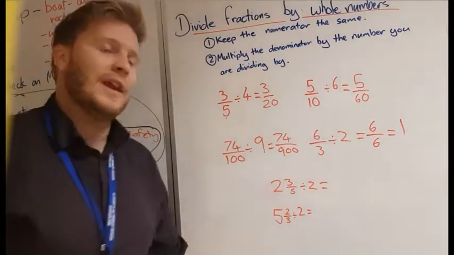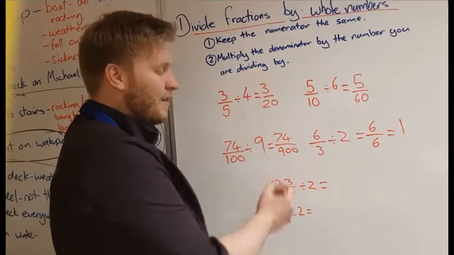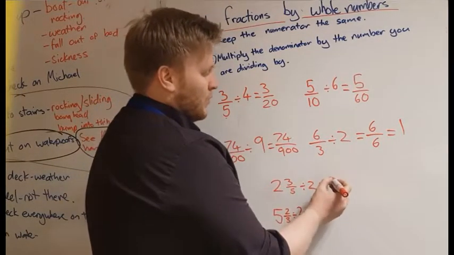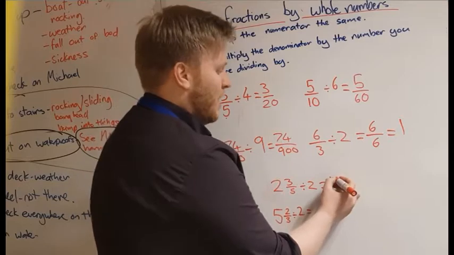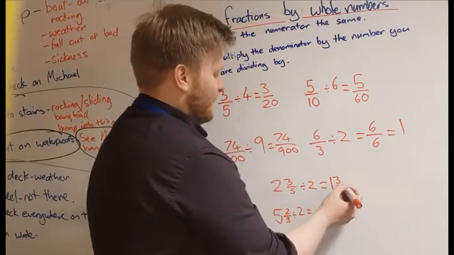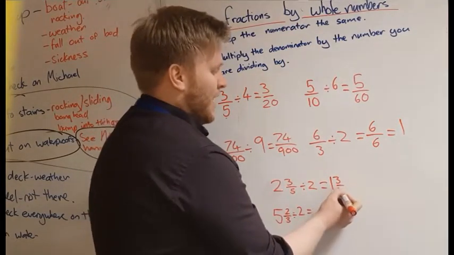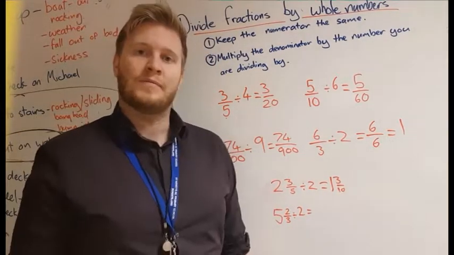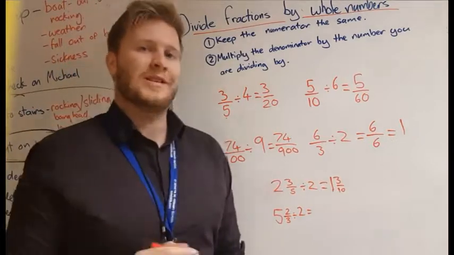Now, the 2 ways you can do it is you can divide your whole number, then your fraction. So I could do 2 divided by 2, I know is 1. Now I'm going to divide my fraction. Numerator stays the same. 5 times 2 is 10. So my answer will be 1 3/10. But sometimes that's not always the easiest way.